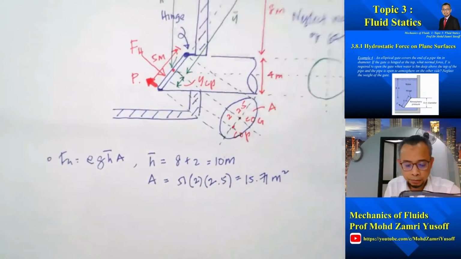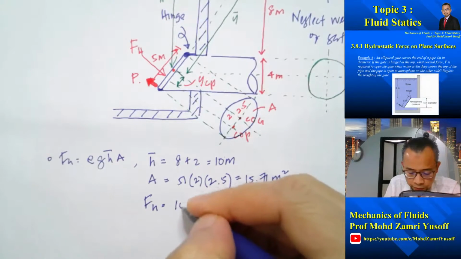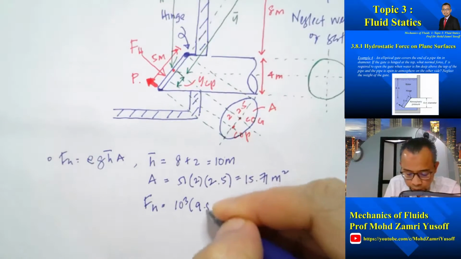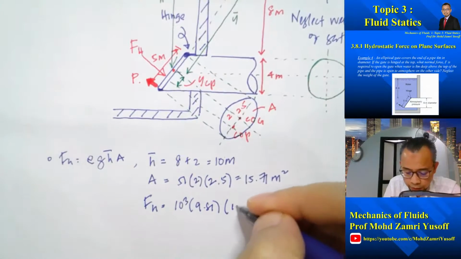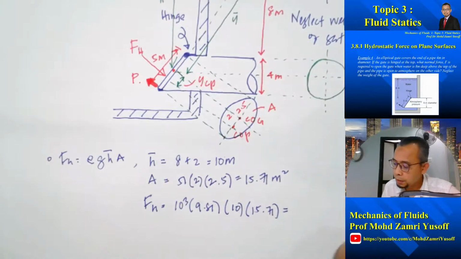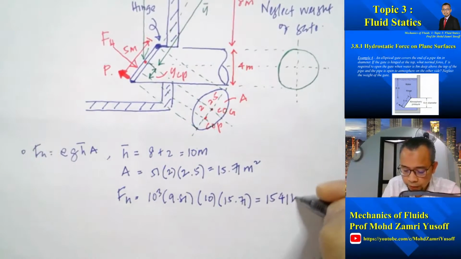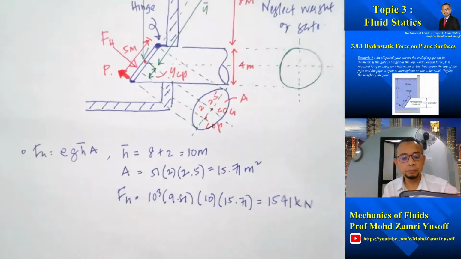So this allows us to calculate the hydrostatic force. It's 10 to the 3, 9.81, H bar is 10, A is 15.71 meters squared. That gives us hydrostatic force equal to 1541 kilonewton.